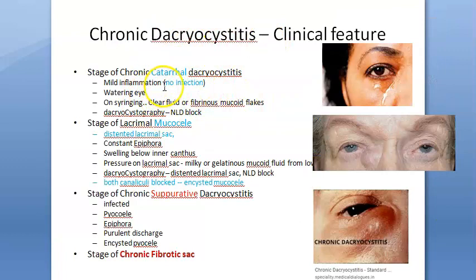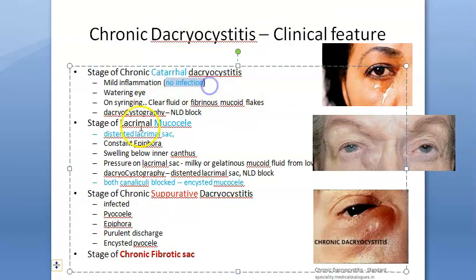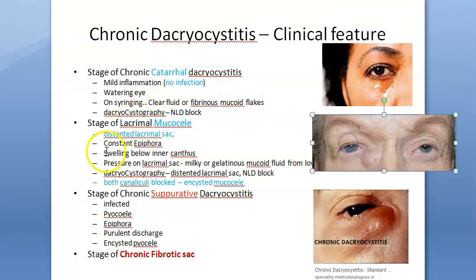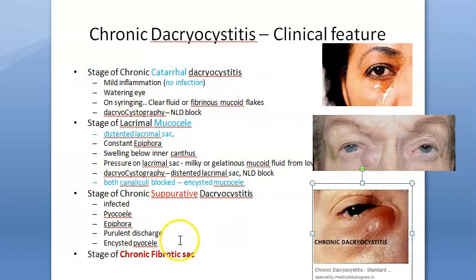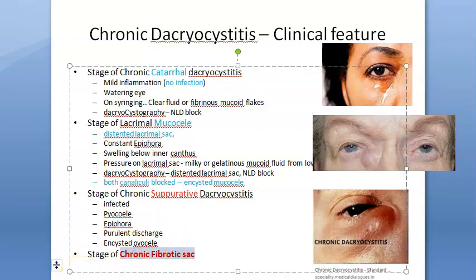Here what will be there? There will be no infection, they are saying. Mild inflammation, then mucocele is there. Then chronic suppurative dacryocystitis, then chronic fibrotic sac. It has become fibrotic.